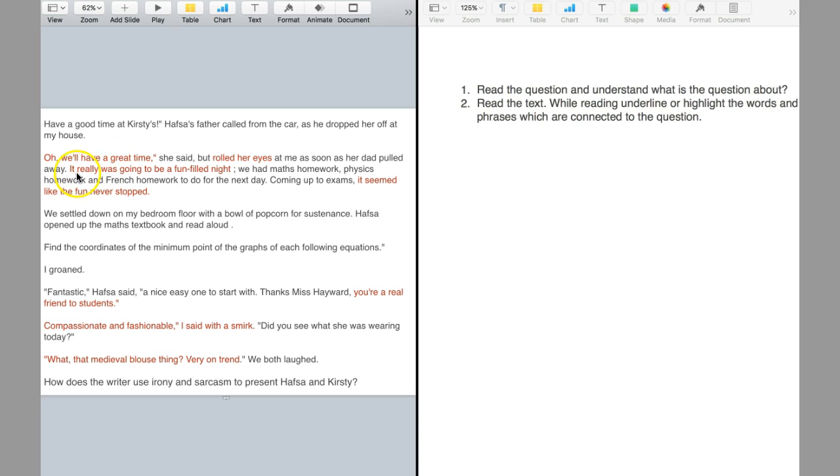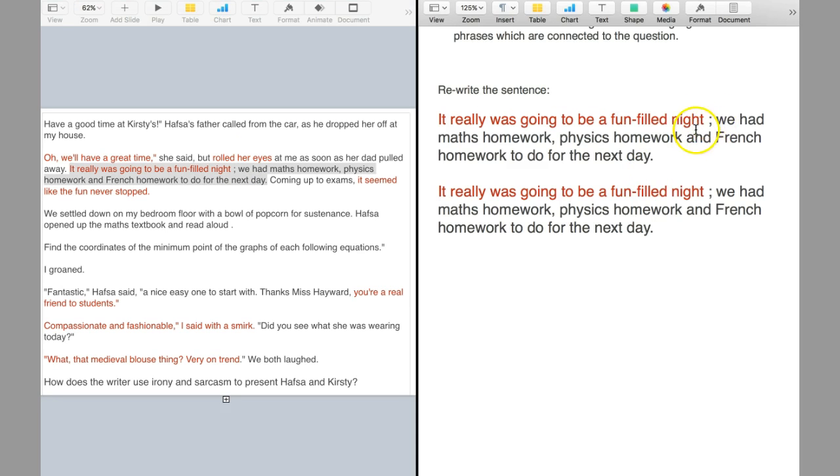What I want you to do is rewrite this sentence. I'm going to take away the semicolon and use a conjunction. Here you can see the semicolon is there. Now I'm going to take away the semicolon and add a conjunction. So it really was going to be a fun-filled night as we had maths homework, physics homework, and French homework to do for the next day.